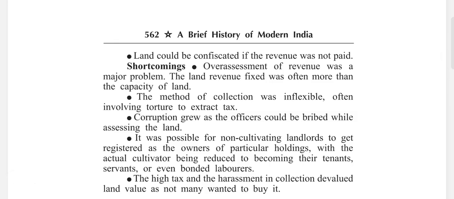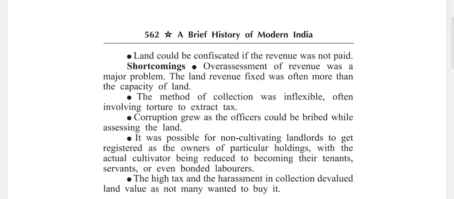Shortcomings. Over-assessment of revenue was a major problem. The land revenue fixed was often more than the capacity of land. The method of collection was inflexible, often involving torture to extract tax. Corruption grew as the officers could be bribed while assessing the land. It was possible for non-cultivating landlords to get registered as the owners of particular holdings, with the actual cultivator being reduced to becoming their tenants, servants, or even bonded laborers. The high tax and the harassment in collection devalued land value, as not many wanted to buy it.